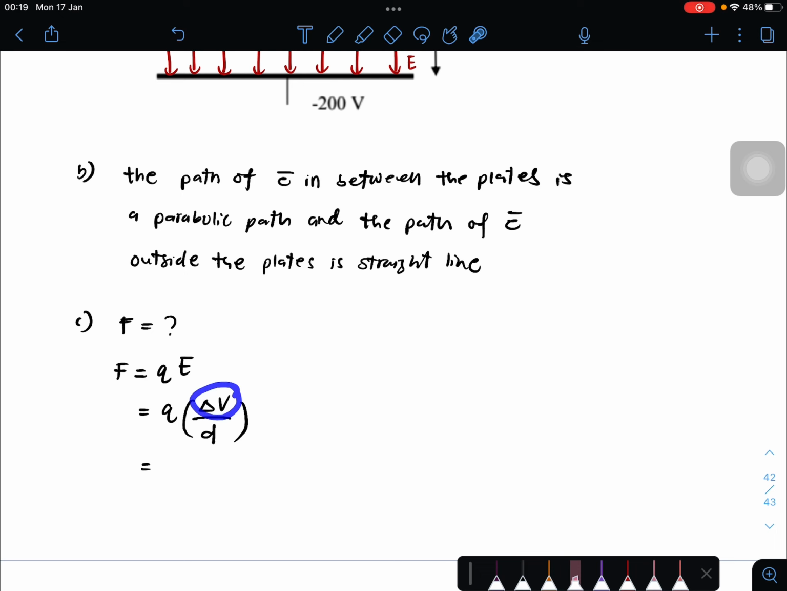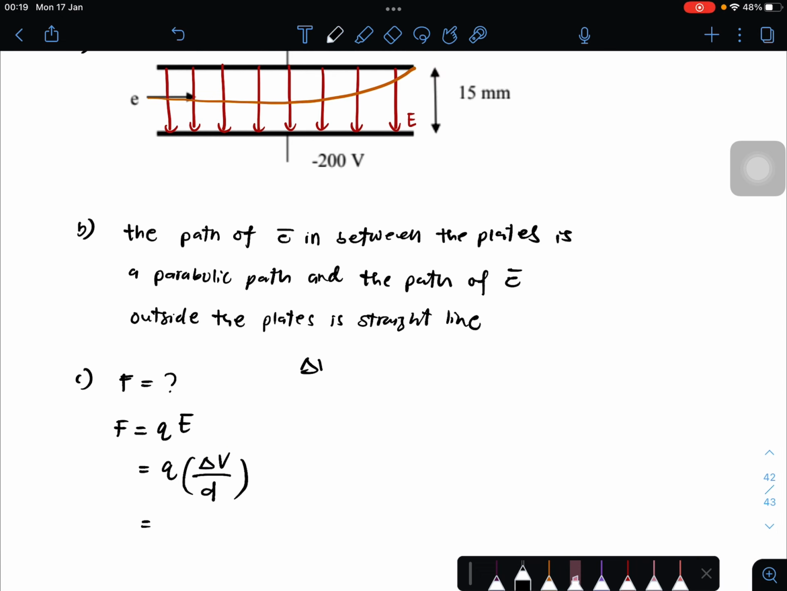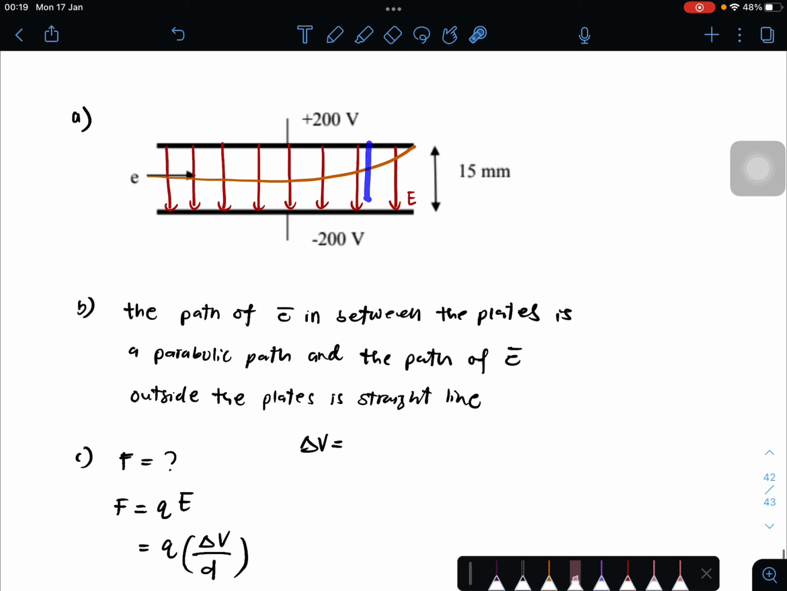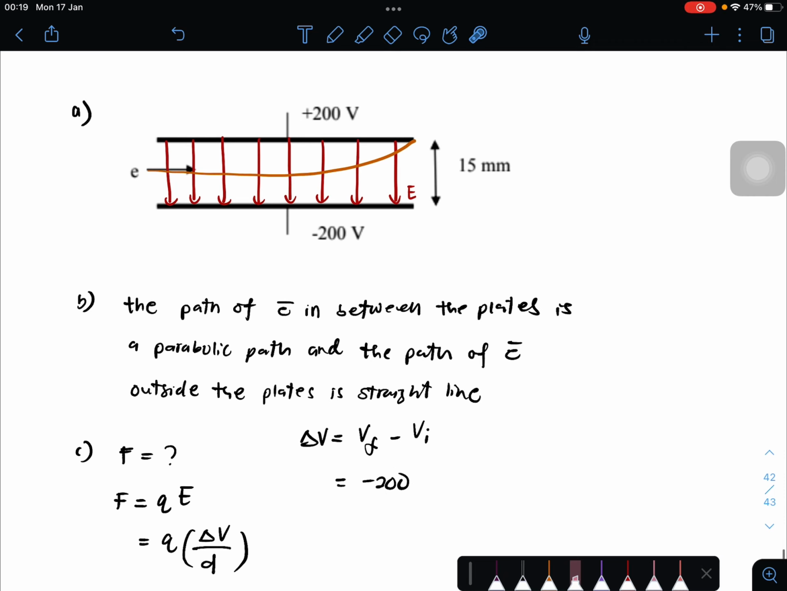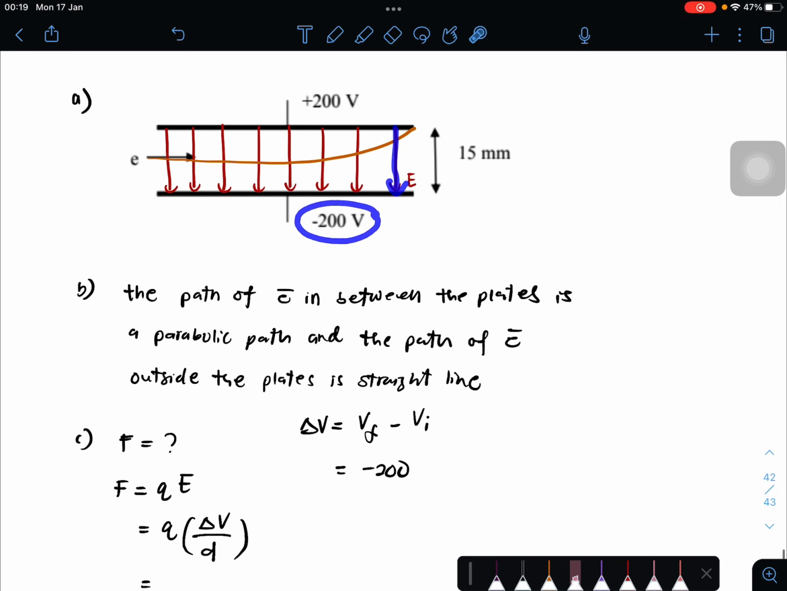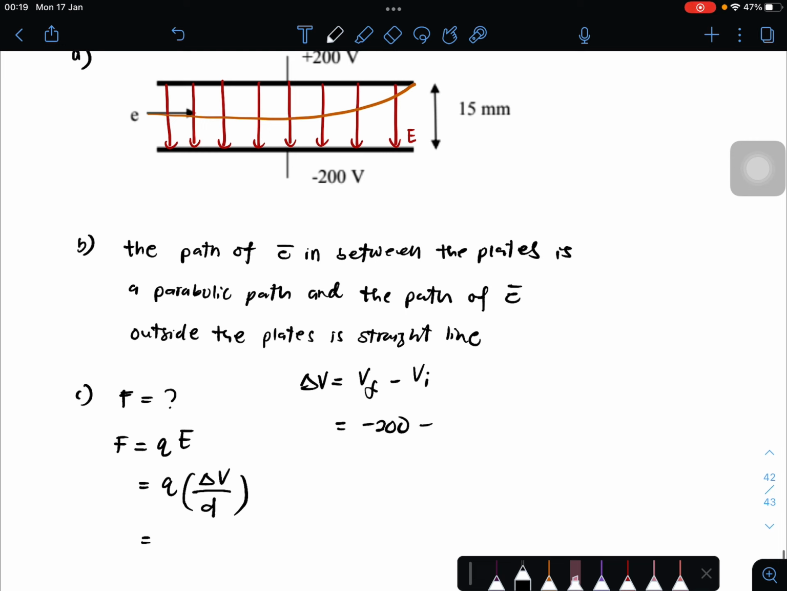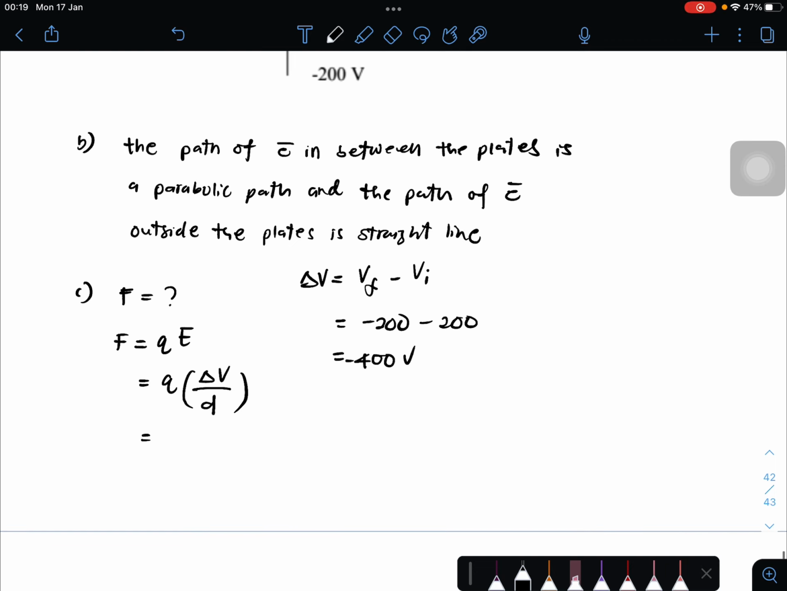Okay, before that, delta V adalah sama dengan the potential difference between these two, right? Which is final minus initial. Final minus initial. So final kita adalah negative 200 sebab the electric field is moving from this side to this side, right? So final minus initial, minus 200. So it will be negative 400 volt. So here, okay, Q adalah electron.